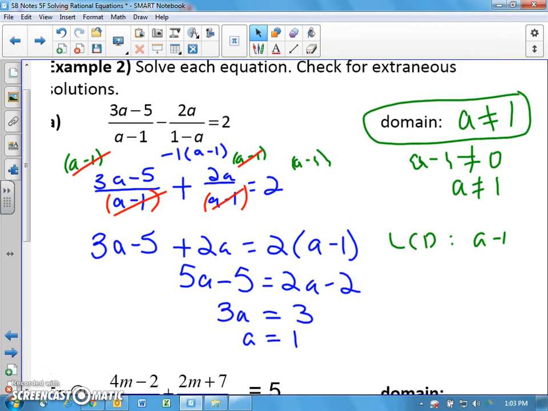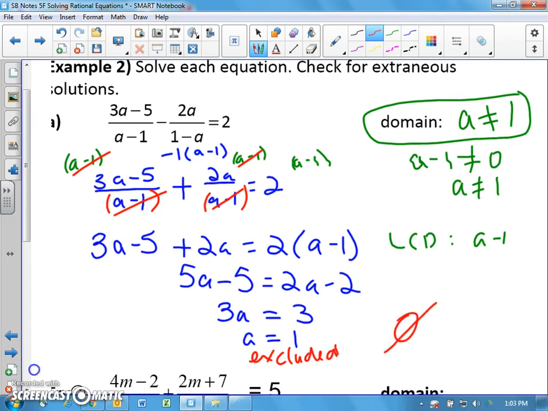Alright, so when you finish this problem off, you should be getting a to be 1. But look at your domain. We said that a cannot be 1 because it's going to make the world explode. We are not allowed to divide by 0. Since this is an excluded value, we actually don't have any answer. So our solution to the problem is that there is no solution.